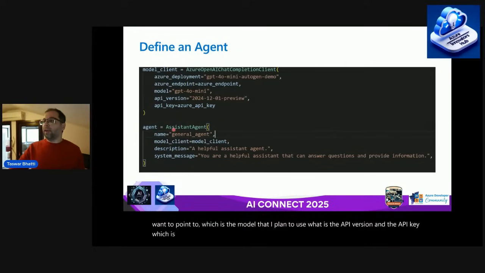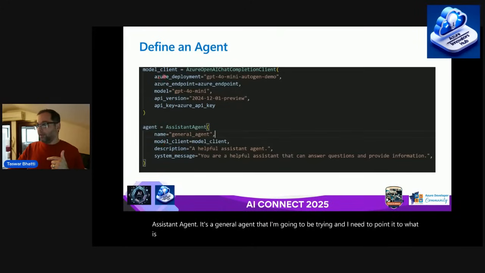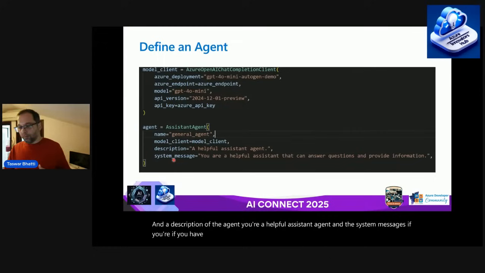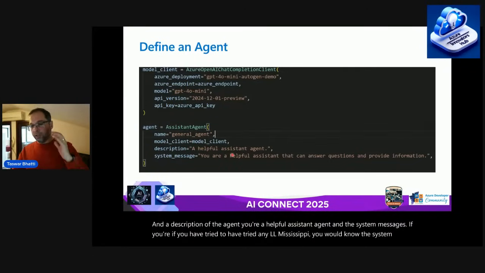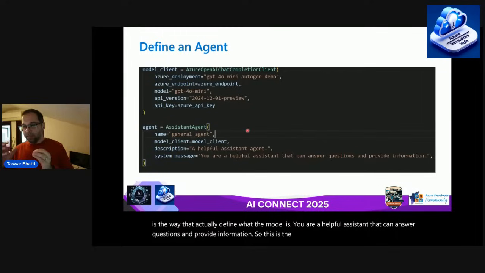Now, how do you define an agent within Autogen? Here's a simple one called assistant agent. It's a general agent, and I need to point it to the model client, which I defined up here, and a description of the agent. You're a helpful assistant agent, and the system message. If you have tried any LLMs, you would know the system message is a way to define what the model is. You are a helpful assistant that can answer questions and provide information. So this is the way you define a simple agent.